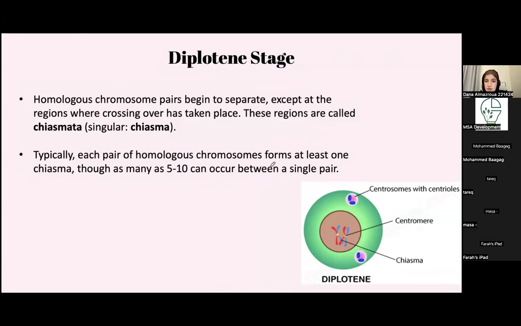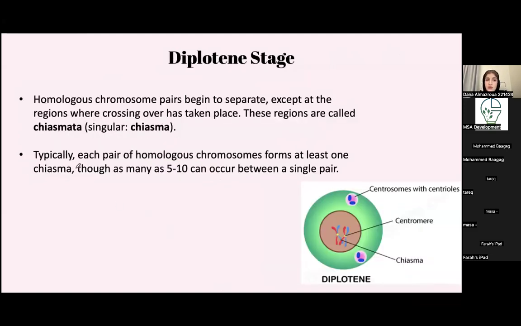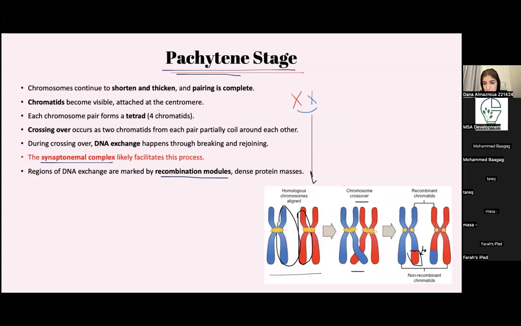Now, in the diplotene stage, the homologous chromosomes begin to separate except at the regions where crossing over has taken place. Another important thing to note is that the regions where crossing over takes place, which are these regions, are known as chiasmata in the plural and chiasma in the singular. So this region is called chiasma. These two regions are called chiasmata. So you just need to know the name. This is the area of crossing over. So in which area does crossing over happen? It's just chiasmata or chiasma.